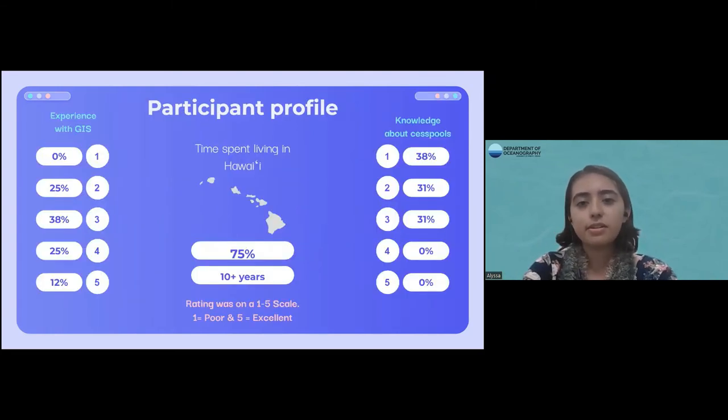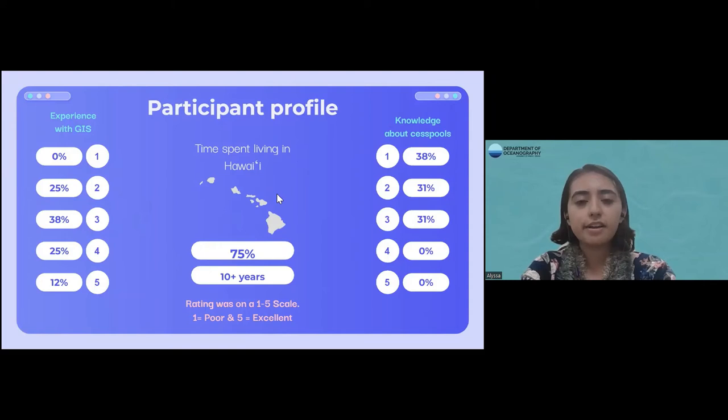And this was our participant profile. Everybody had some experience with GIS. GIS stands for Geographic Information Systems. I'm sure some people might not know they have experience with GIS, but say you're using Google Maps or Apple Maps, you already have a little bit of experience. And it was more split among participants, and I thought that was very interesting.